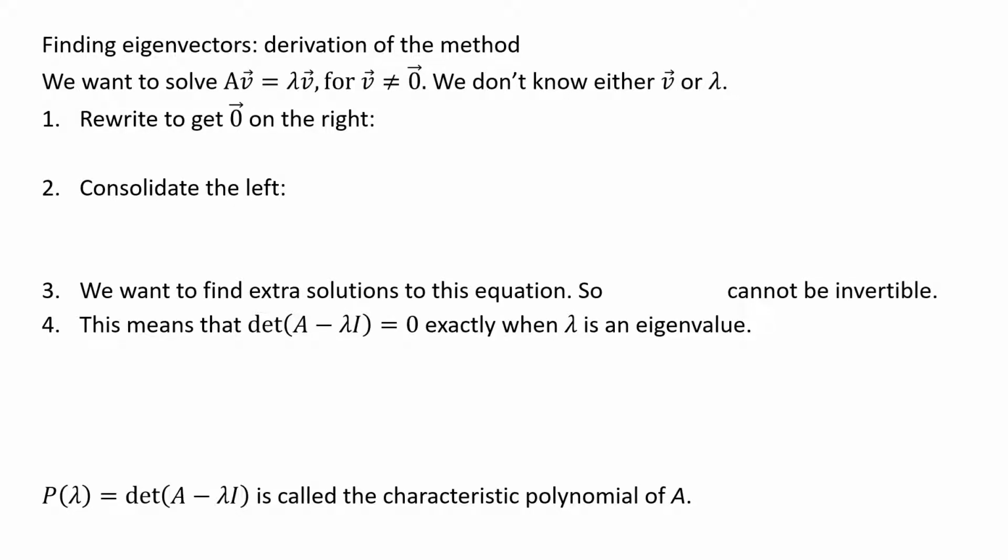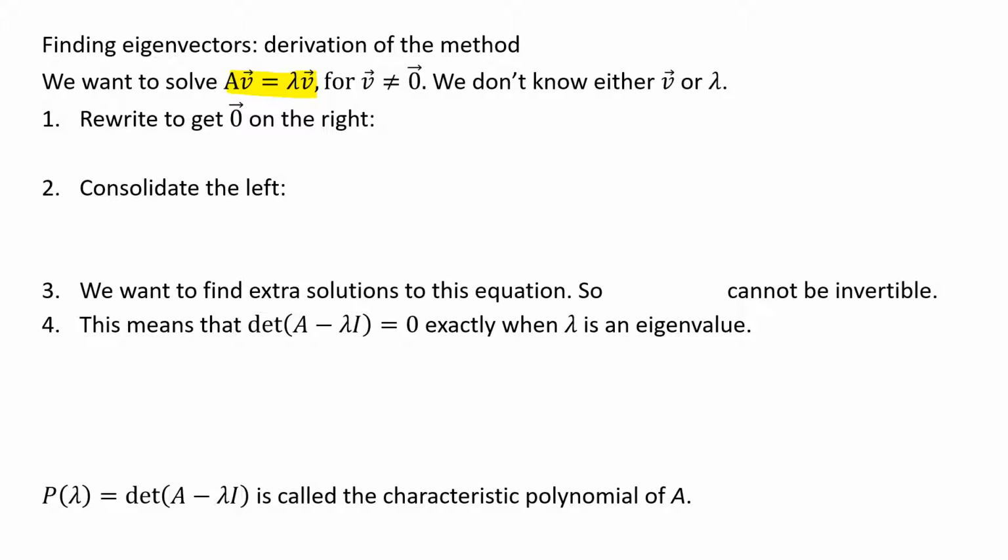In this video, we are going to look at methods for finding eigenvectors of a matrix A, starting by sort of deriving the method, and then we'll look at some examples of finding eigenvectors. So our goal is going to be, given a matrix A, to find all vectors v and all scalars lambda so that Av is equal to lambda v, where v is non-zero.